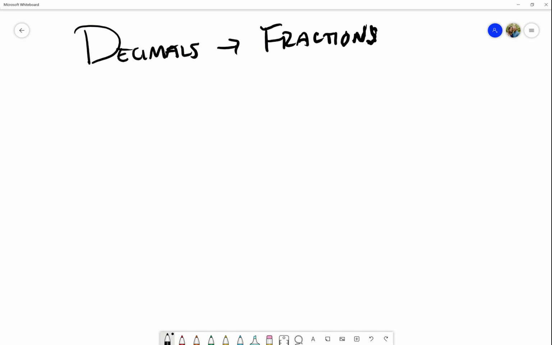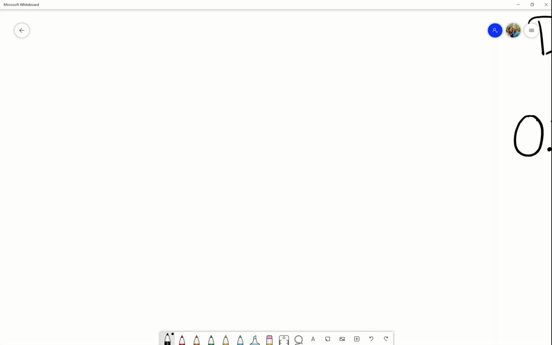So we're going to say, all right, what about a decimal like 0 and 36 hundredths? What am I going to do with this decimal? Well, one thing we need to remember is all of the place values of our decimal number. So before we get into this, I'm going to move over here and write out a big decimal number.